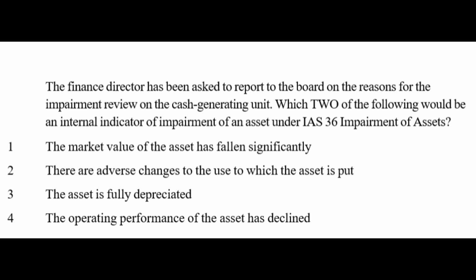The operating performance of the asset has declined. This is an internal indicator, as it reflects reduced efficiency, lower output, or poorer cash generation from the asset itself. Correct answers: adverse changes to the use to which the asset is put, and operating performance of the asset has declined. Students should remember, internal indicators equals how the asset is used and performs inside the business. External indicators equals market and economic environment changes.